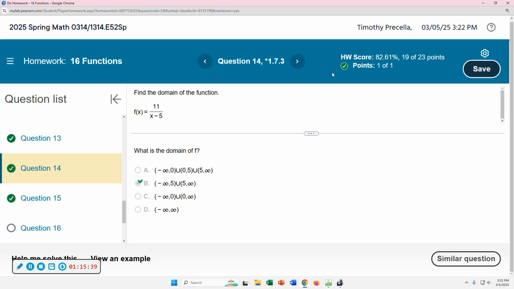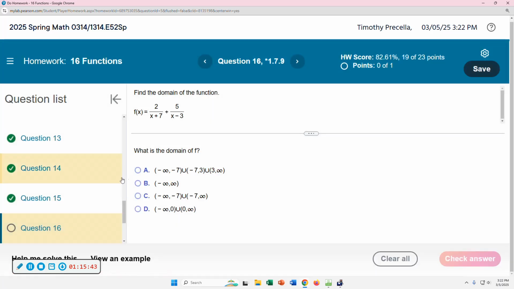Let's go ahead and just do all the fractions. Let's do 16. Let's skip on to 16. It says, find the domain of the function f of x equals, and we have two denominators here. That just means we're going to have two denominator cut points, which we can now call domain cut points.